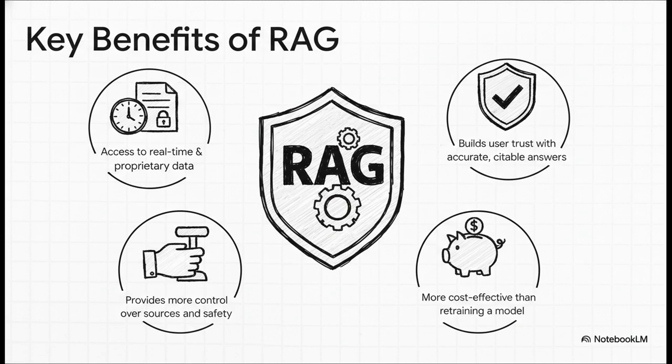Second, it builds back that user trust by giving answers that are accurate and, this is key, citable. You can see the source. Third, it gives developers way more control over what information the AI uses, which is great for safety. And finally, it is so much more cost-effective than trying to constantly retrain a gigantic model from the ground up. I mean, it's a win-win-win-win.